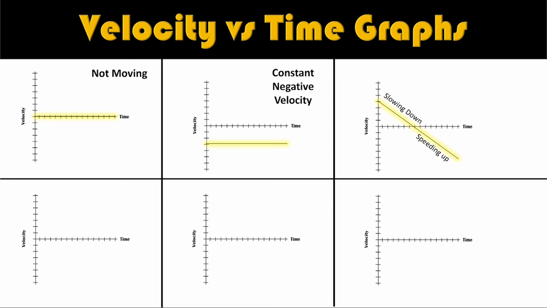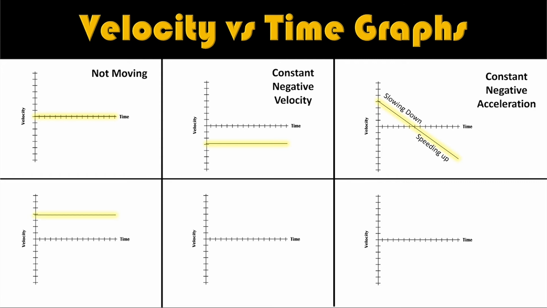So what's happening here? Well, there's also a slope here, so that means there's a change in velocity, and a change in velocity is acceleration, and the slope is going downwards, so that means that's a negative acceleration. So what we have here is constant negative acceleration.